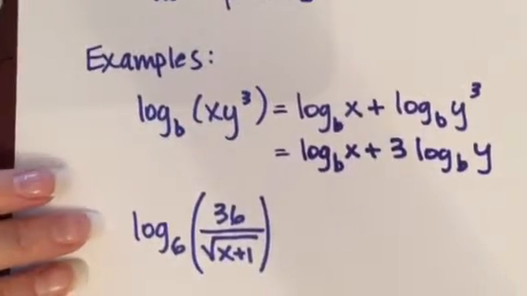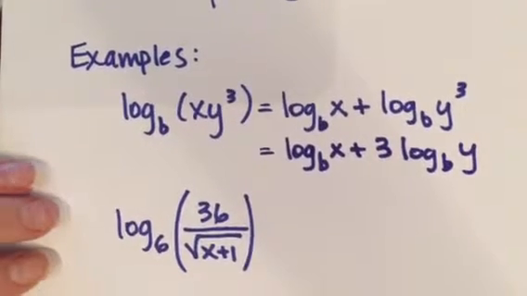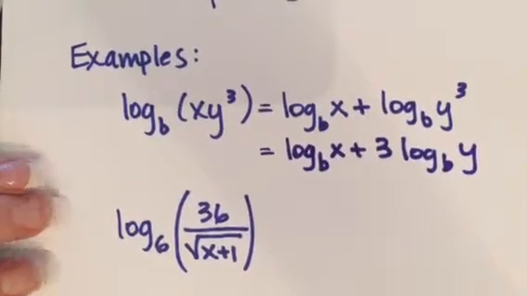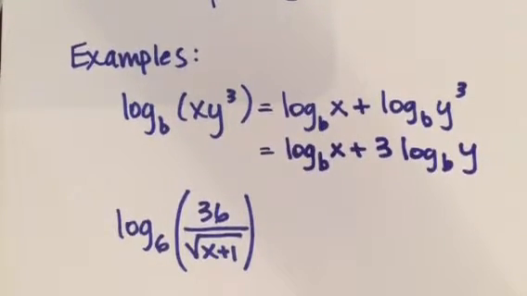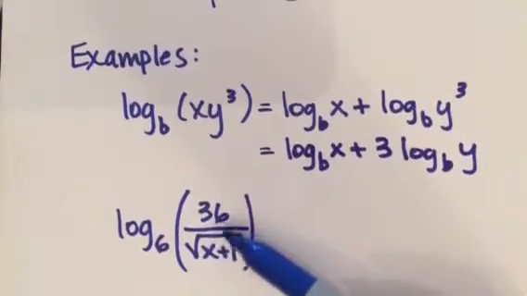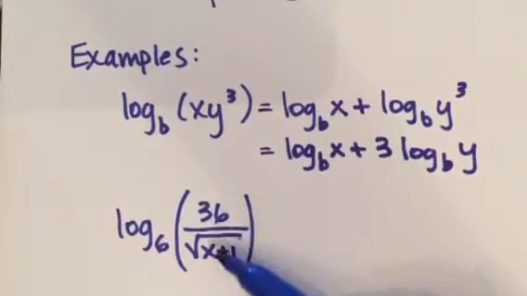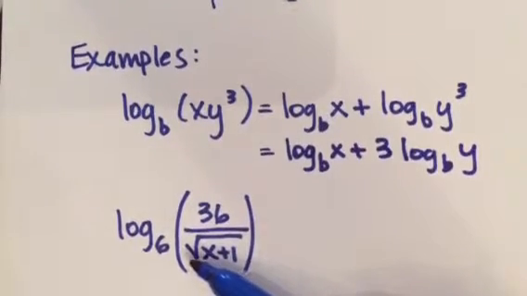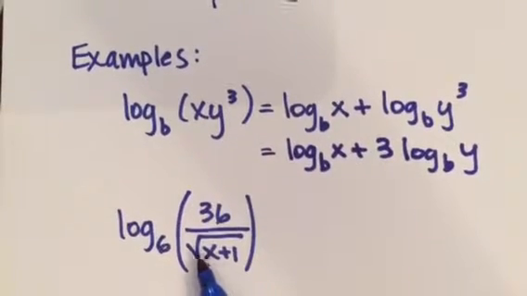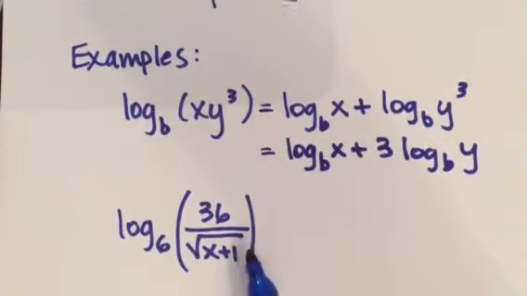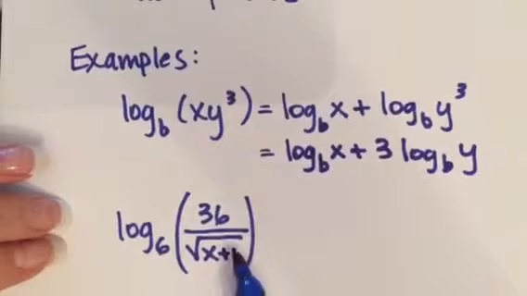Moving on to this next example, we have log base 6 of 36 divided by the square root of x plus 1. So what do we have? Do we have products? Do we have quotients? Do we have powers? In this case, we have a quotient. We see the fraction that is functioning as a division symbol. And we also have a power, but it's disguised in the form of a radical. So instead of the square root of x plus 1, we would think of this as x plus 1 to the power of 1/2. And that is what we'll have to do.